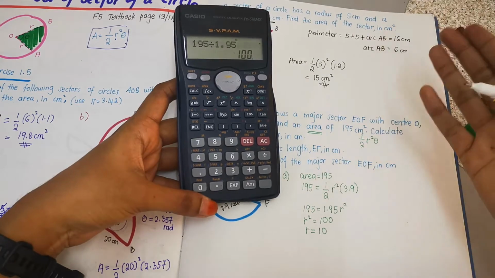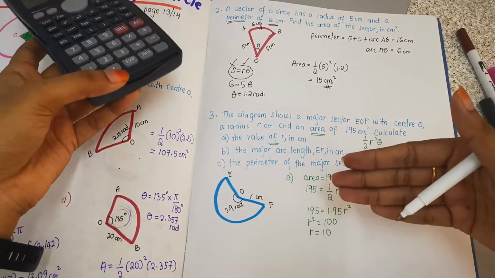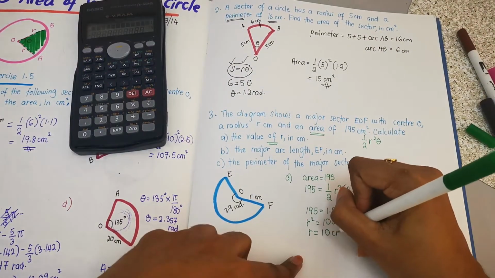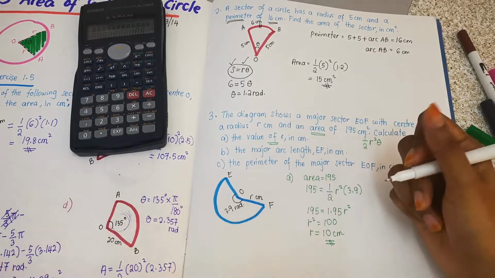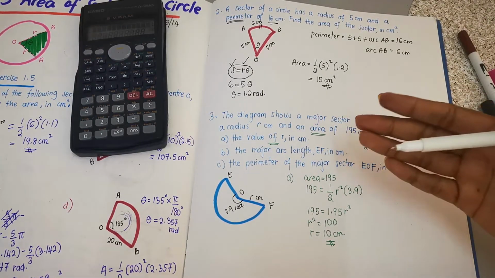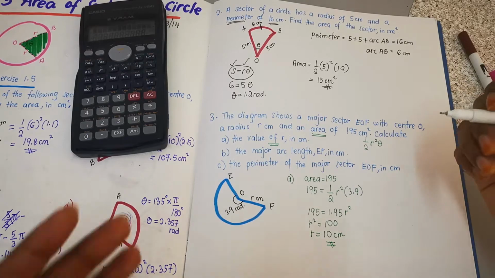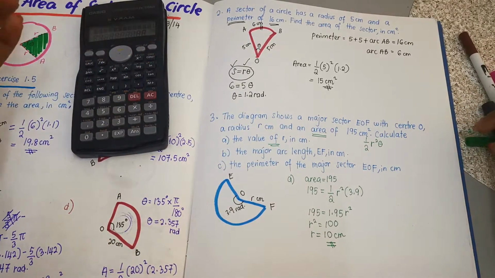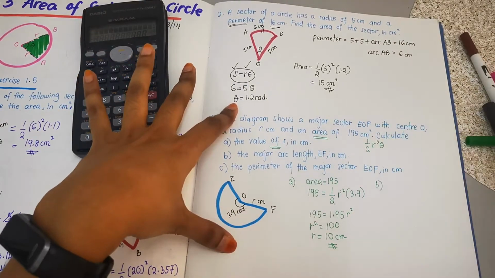Of course plus minus 10, but we will always take the positive. Okay. So the radius is 10 centimeter. So this is supposed to be your first question, step-by-step work. So now let's do for B.